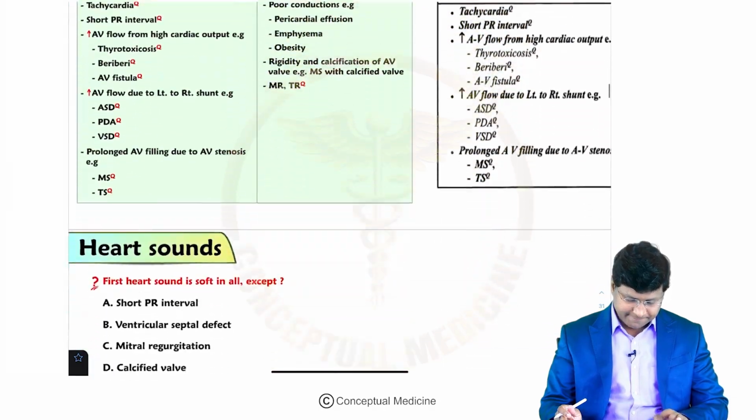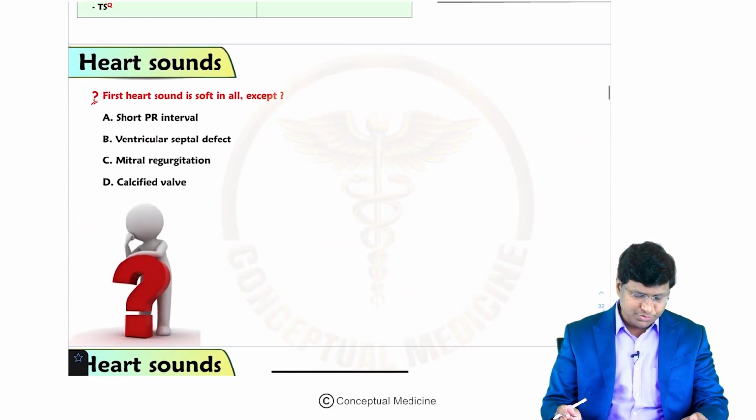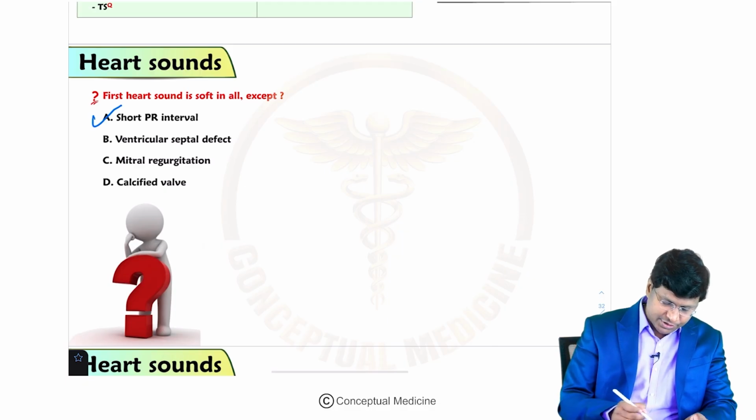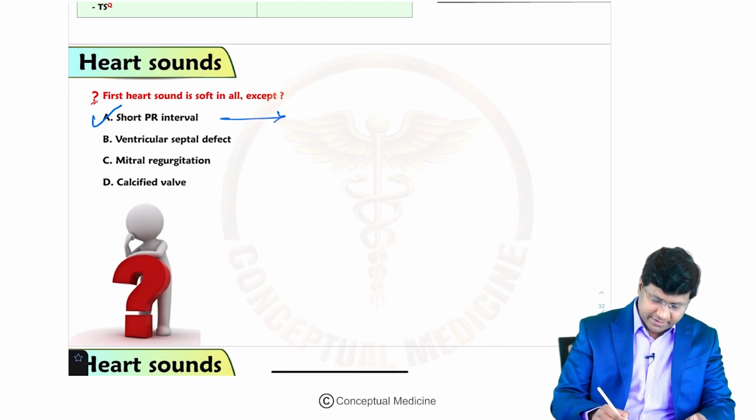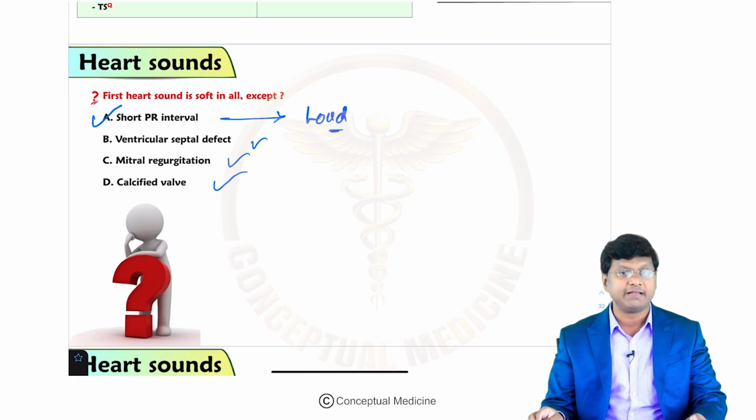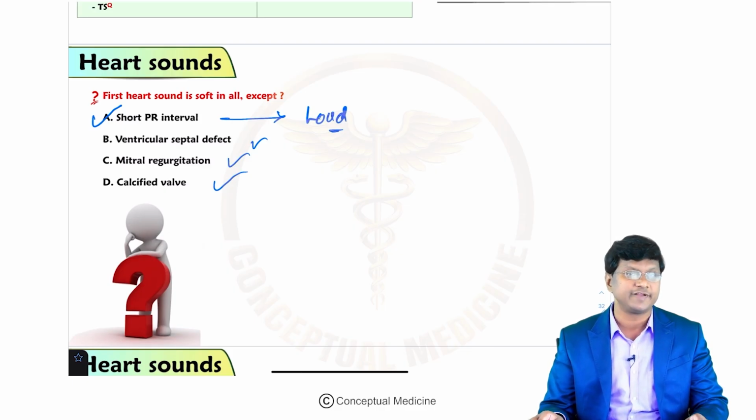So you see a question here. First heart sound is soft in all except: short PR interval, ventricular septal defect, mitral regurgitation, calcified valve. So the answer is the short PR interval. In short PR interval, you have the presence of the loud S1, whereas in VSD, mitral regurgitation and calcified valve, you have the presence of the soft S1.